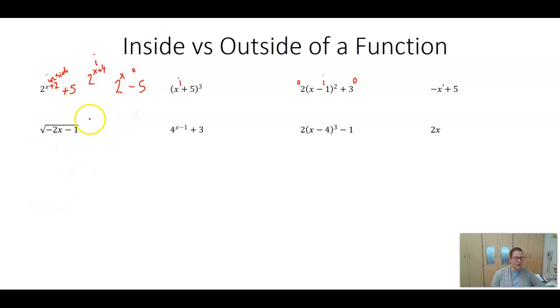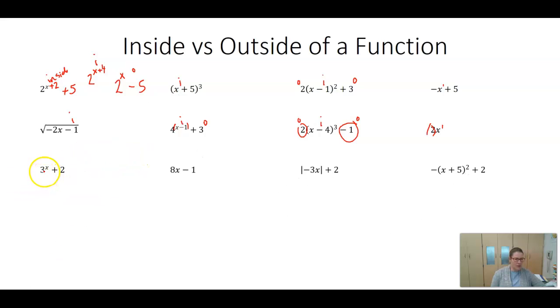So here we have a square root function. Everything is happening inside the square root, which means the changes on this function are inside. Here we have another exponential. We have a minus 1 on the inside and a plus 3 on the outside. Okay, remember anything that happens in here with x is inside. This minus 4 is inside of this cubic function. This 2 and this negative 1 are both on the outside. Again, we have a linear function, so there is really no inside or outside, but we'll talk about what these things do to linear functions later on.